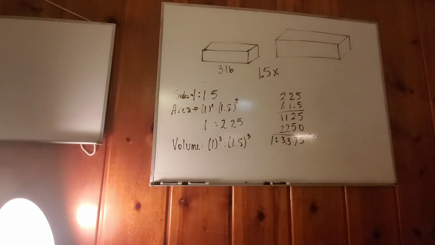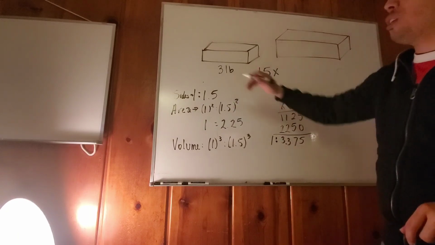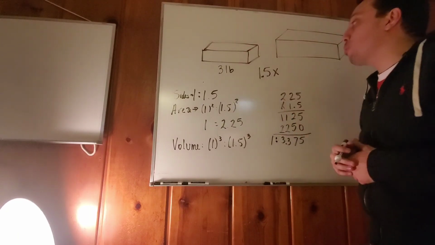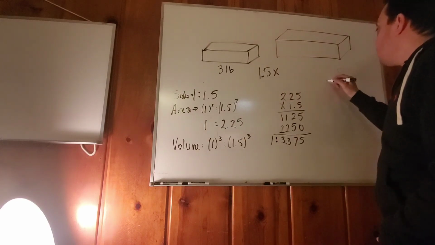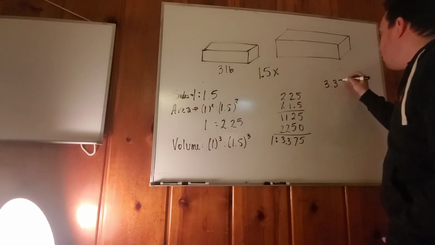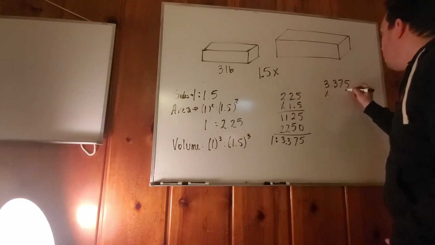The second part of the question says, if the large and small bricks are made of the same mixed materials, what is the weight of the larger brick? Well, this is 3 pounds for the smaller brick. How much will it be for the larger brick? We have to use 1.5 cubed times 3. So we're going to use 3.375 times 3.